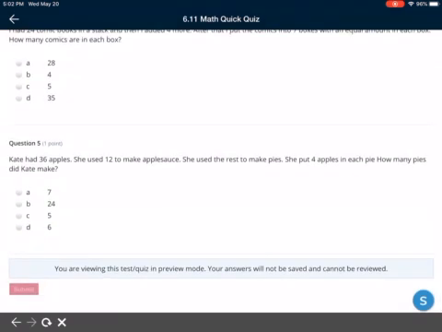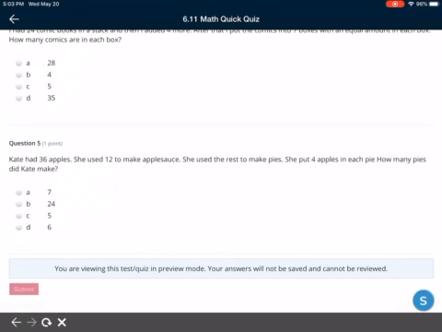And then question 5, Kate had 36 apples. She used 12 to make applesauce. She used the rest to make pies. She put 4 apples in each pie. How many pies did Kate make? Ooh. So my last step question says, how many pies did Kate make? Well, first there's a part I need to figure out first. Because it says she had 36, she used 12 to make applesauce, and the rest to make pies. I think I know what my first step question is. Once I answer my first step question, I can use that and split them, putting 4 apples in each pie to help me with that last one.